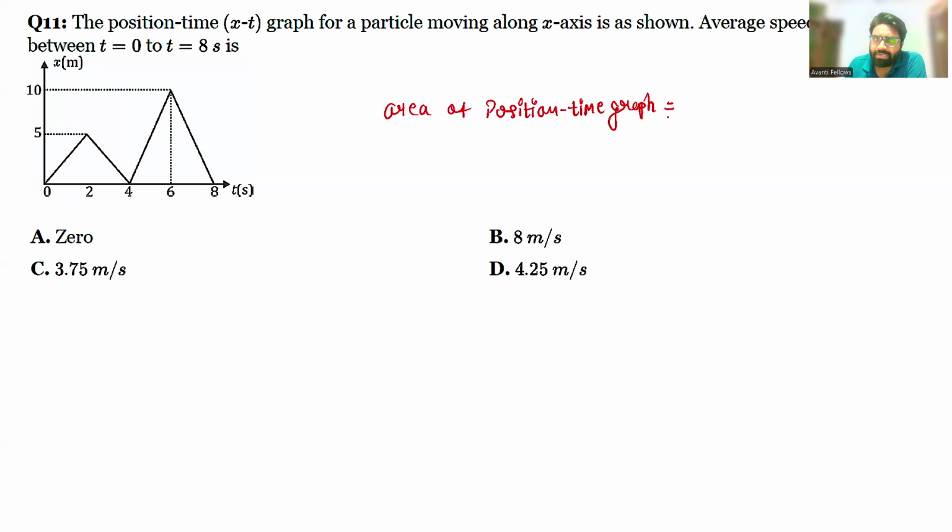Area of position time graph gives us what? Distance or displacement. Okay, according to the situation. What?